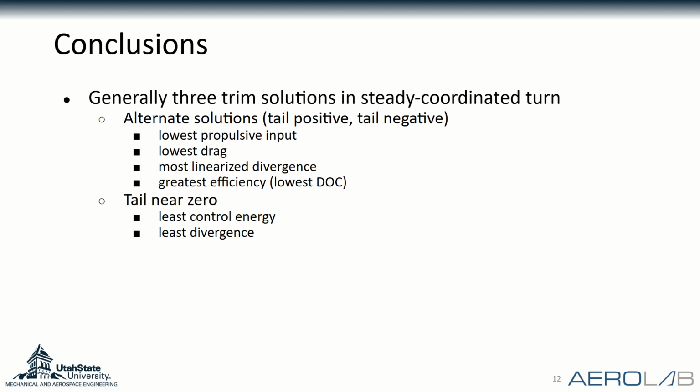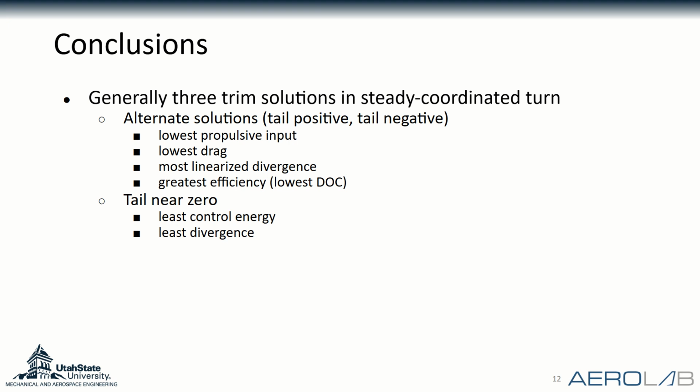Now, just to wrap things up, we noticed that these alternate solutions, where the tail is positive or the tail is negative, or in other words, tail positive is with the tail right wing down and tail negative is with the tail left wing down, tended to result in the lowest propulsive input and the lowest drag. They also resulted in the most positive eigenvalues for the linearized system, in other words, they would diverge more quickly. And they also had greater efficiency in terms of degree of controllability.